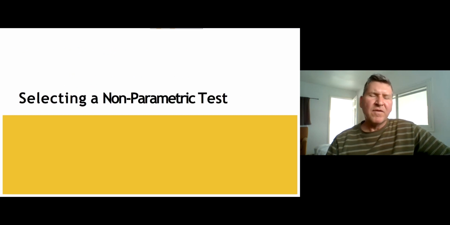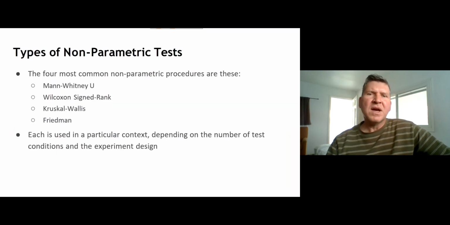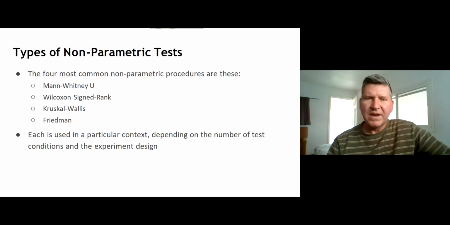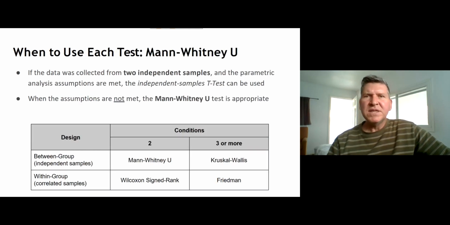Let's talk about 4 non-parametric tests that are fairly common and can be done when we can't meet those assumptions. So the 4 most common ones are the Mann-Whitney U, the Wilcoxon signed rank, the Kruskal-Wallis, and the Friedman. And each has a slightly different context depending on the number of test conditions we're trying to evaluate and the experimental design. So when do we use each one?